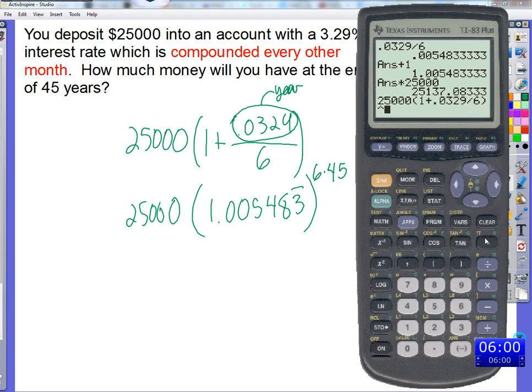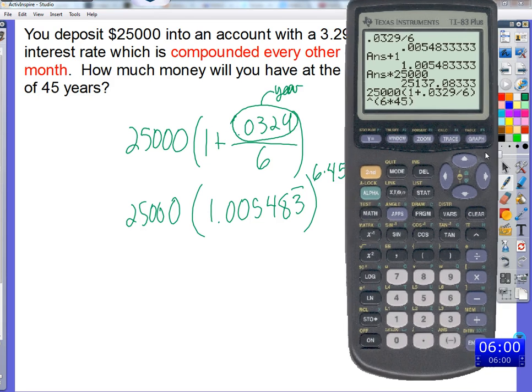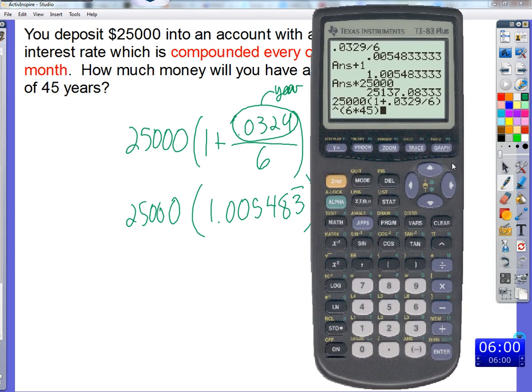Okay. And I'm going to raise it to the power, and if I'm going to put 6 times 45, I need to make sure that the calculator knows that 6 times 45 is the exponent. If you don't put parentheses and you put 6 times 45, it'll raise it to the 6th, and then multiply that number by 45. Well, this way it's some ridiculous power of some number that's just barely bigger than 1. Eventually, having a bigger power is better. So for a big enough number here, that's going to be bigger than whatever.